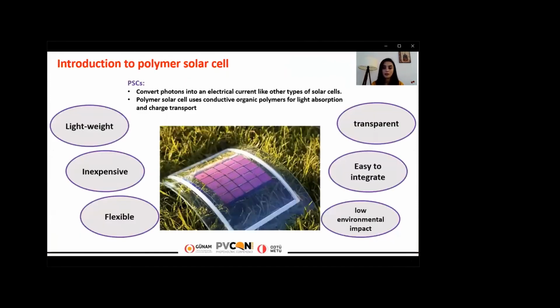Polymer solar cells perform exactly the same function as any other types of solar cell, the conversion of photons into an electrical current. Polymer solar cells use conductive organic polymers for light absorption and charge transfer. Compared to silicon-based devices, polymer solar cells are lightweight, inexpensive to fabricate, flexible, and easy to integrate, and they have the potential to exhibit transparency, suggesting application in windows, walls, and flexible electrodes.